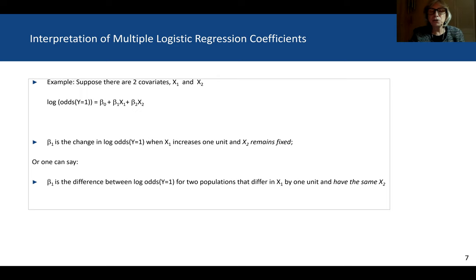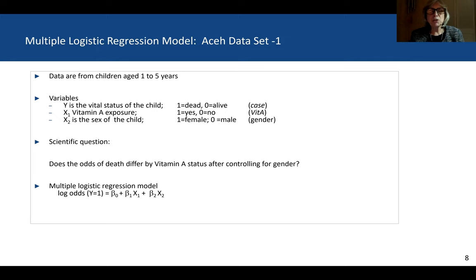So let's look at the data setup for this multiple logistic regression using the data from Banda Aceh. In this data set, the variables are Y, the outcome, which is the case or vital status of the child, 1 equals dead, 0 for alive. X1 is vitamin A exposure, 1 for yes, 0 for no. X2 is the sex of the child, 1 for female, 0 for male, which we will label as gender. And the scientific question is, does the odds of death differ by vitamin A status after controlling for gender? So this is a multiple logistic regression model where we write the log odds of death as a straight line relationship, beta naught plus beta 1 x1 plus beta 2 x2.